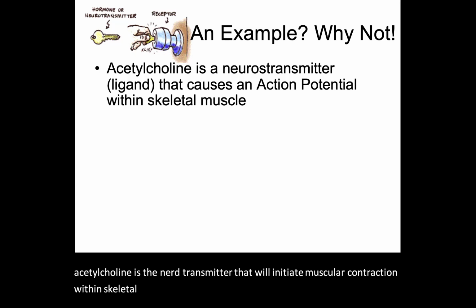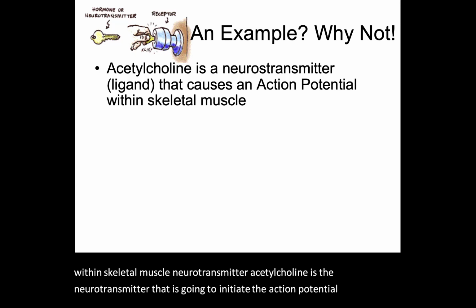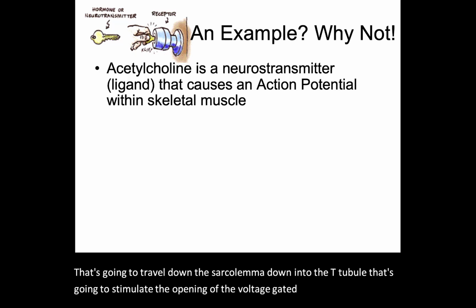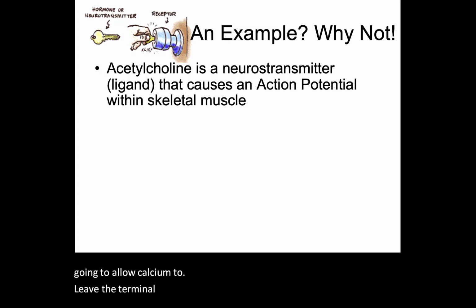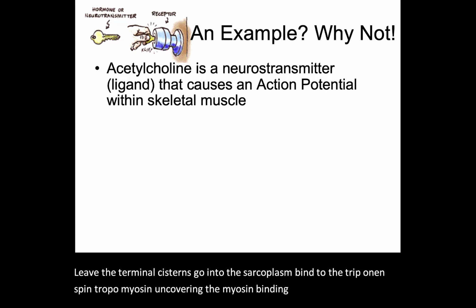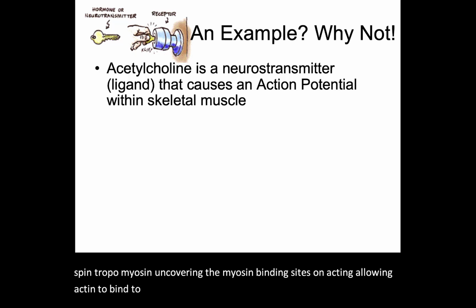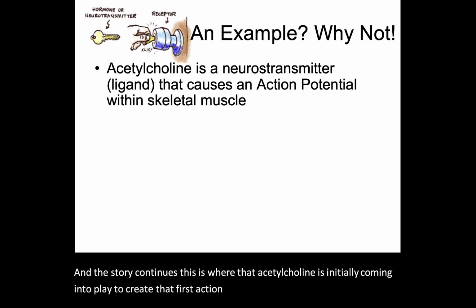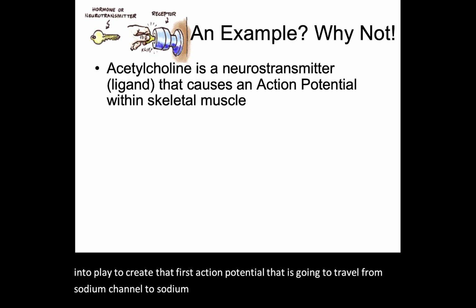Acetylcholine is the neurotransmitter that is going to initiate the action potential sequence that's going to travel down the sarcolemma, down into the T-tubule, that's going to stimulate the opening of the voltage-gated calcium channel, that's going to allow calcium to leave the terminal cisterns, go into the sarcoplasm, bind to the troponin, spin tropomyosin, uncovering the myosin binding sites on actin, allowing actin to bind to myosin if an ATP molecule is bound to myosin, and the story continues. This is where that acetylcholine is initially coming into play to create that first action potential that is going to travel from sodium channel to sodium channel down the sarcolemma.